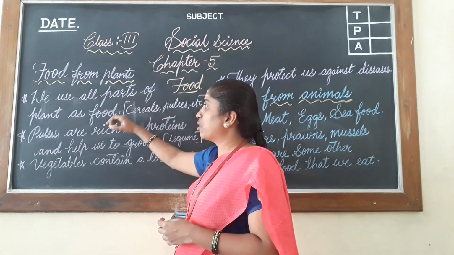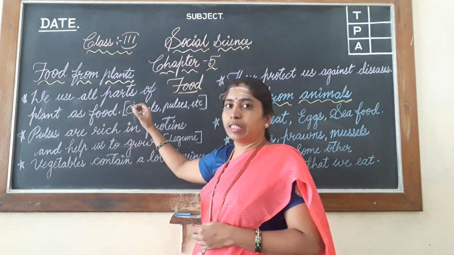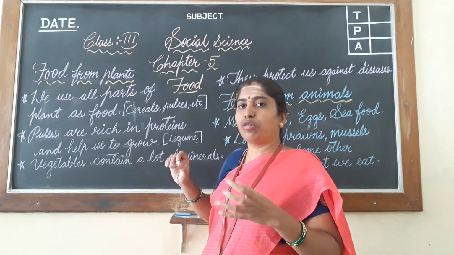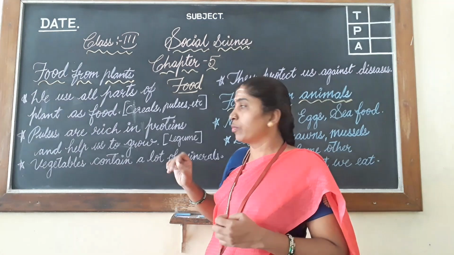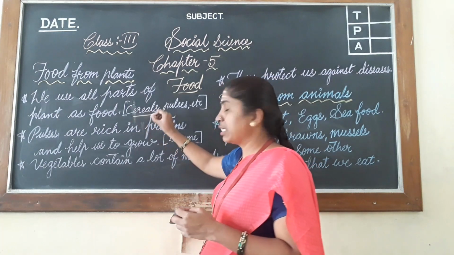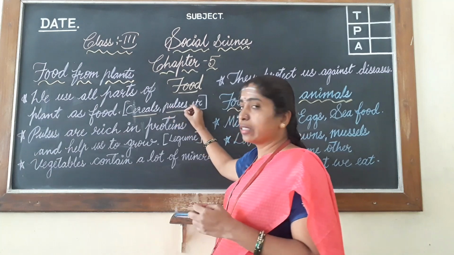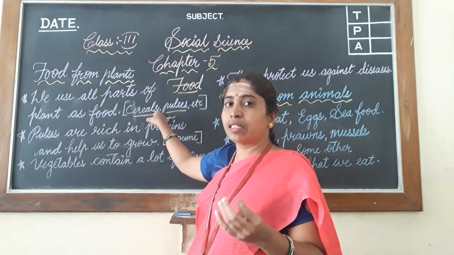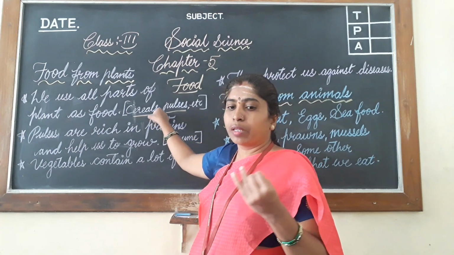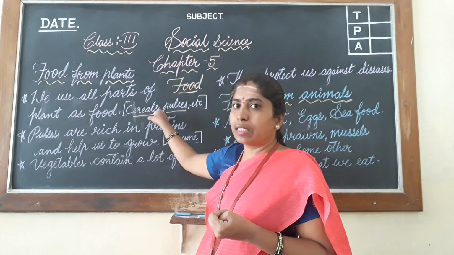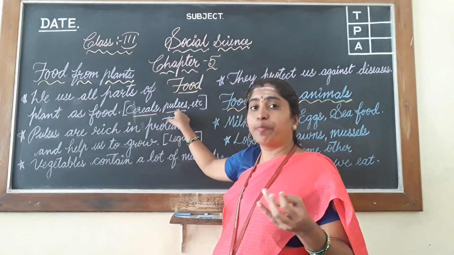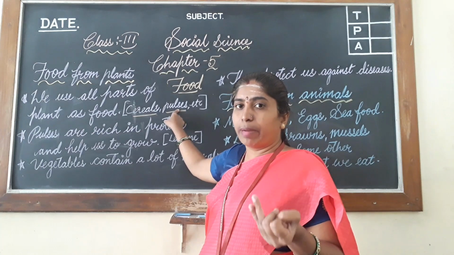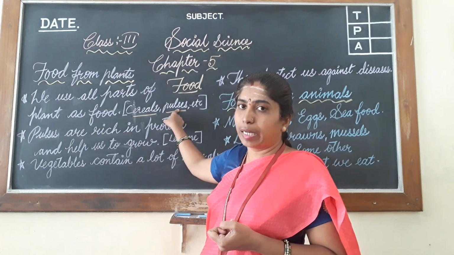We use all parts of the plant as food, isn't it? Even leaves, roots, stem, everything we use as food. So in that you find cereals, pulses and vegetables. Okay, so what are cereals? Rice, jowar, barley, then wheat. These all are called cereals. Then pulses, you find tur, chana, black gram. These all are called pulses.